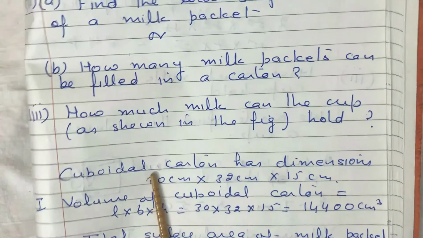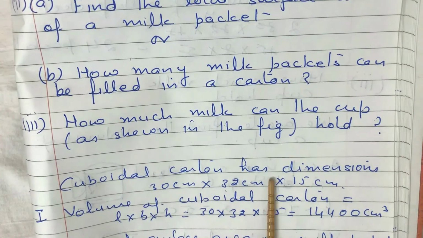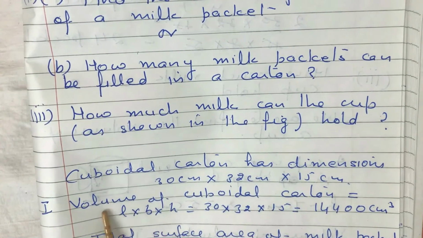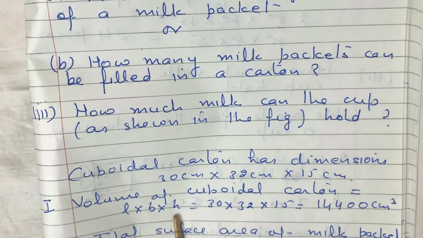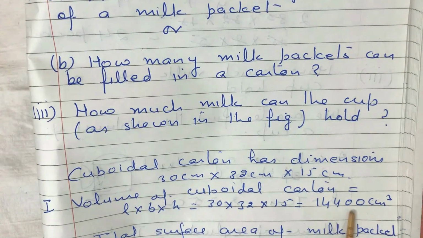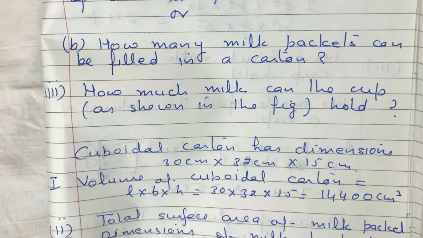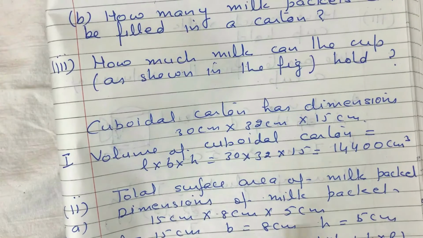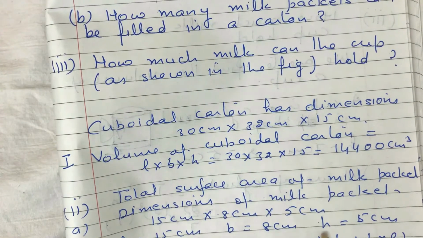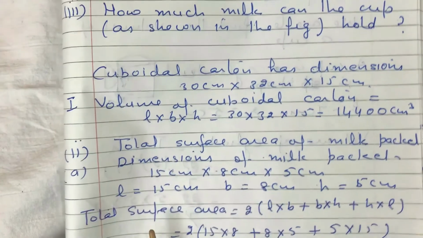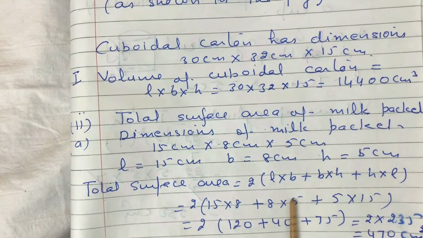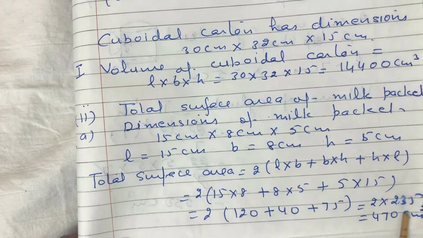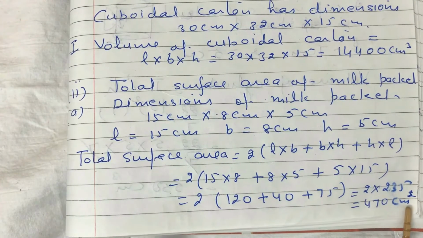Now, first is cuboidal carton has dimensions 30 cm into 32 cm into 15 cm. So volume of a cuboidal carton is length into breadth into height, that will come out to 14400 centimeter cube. Second part is total surface area of a milk packet. That is dimensions of the milk packet, that is length is 15, breadth is 8 cm and height is 5 cm. And total surface area, write the formula for that, 2 times length into breadth plus breadth into height plus height into length. Substitute the values. That will come out to be 470 centimeter square.